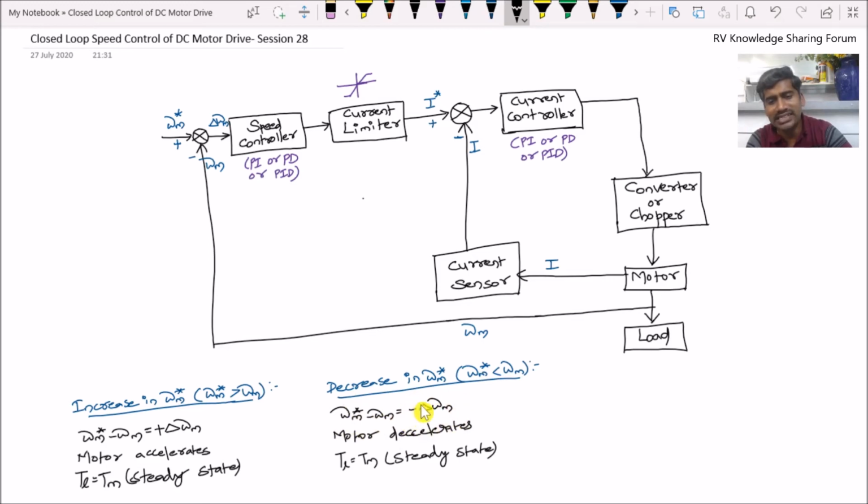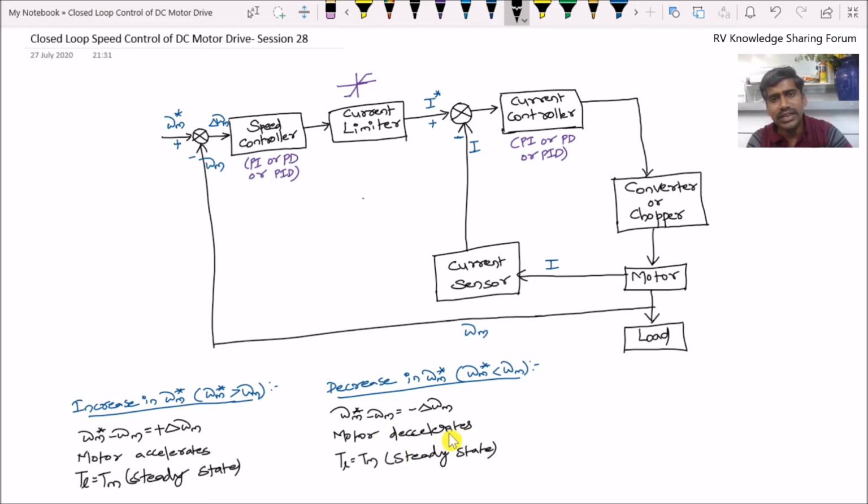See here, minus delta omega m. This minus delta omega m is processed through the speed controller, the same procedure as in the previous case of an increase in speed. This negative error signal is processed through the speed controller and the output is fed to the current limiter. Now the current limiter will saturate in the negative direction. So now the motor tends to decelerate and reaches its desired speed.